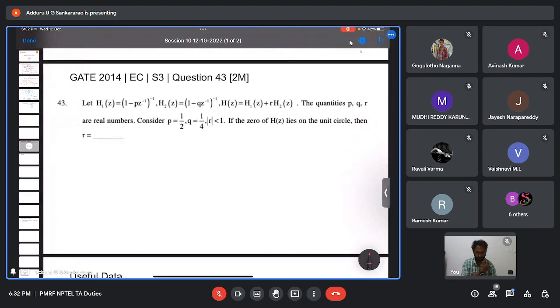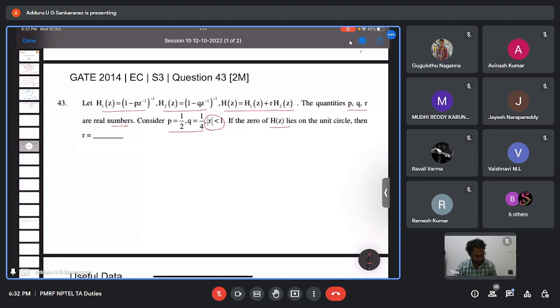Yeah, this is the problem. So this problem was given in GATE 2014 ECE set 3 for 2 marks. So let H1 of Z and H2 of Z are given, and H of Z is sum of these two, H1 of Z plus R into H2 of Z. So the quantities P, Q, R are real numbers. And P and Q are given and mod R less than 1 is given. So if the 0 of H of Z lies on the unit circle, then R equal to dash.